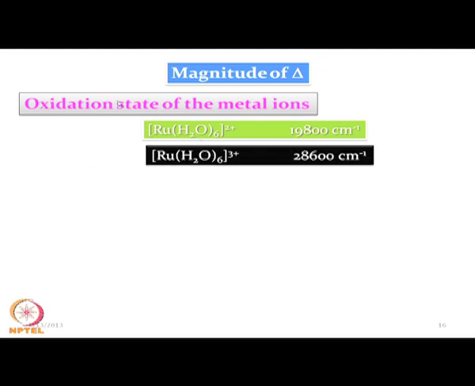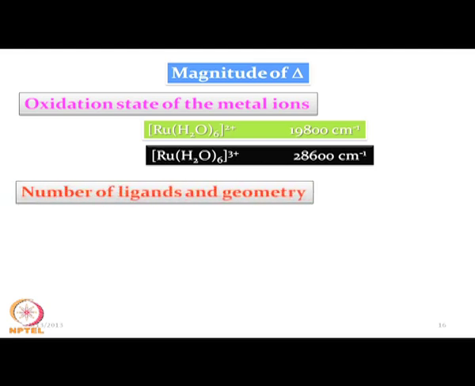But the effect of the oxidation state is drastically observed if we move from +2 to +3, that means the trivalent ruthenium in the same environment, with 6 water molecules surrounding it in octahedral geometry, giving rise to a corresponding delta value of 28,600 centimeter inverse. So, definitely it changes with oxidation state. A larger crystal field is observed as we move from a lower oxidation state to a higher oxidation state.